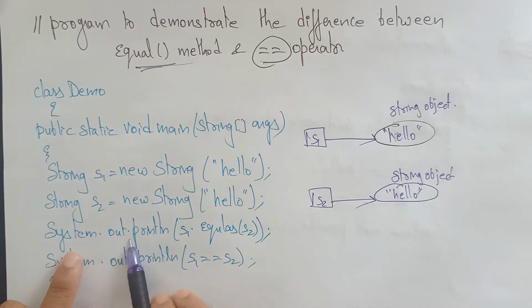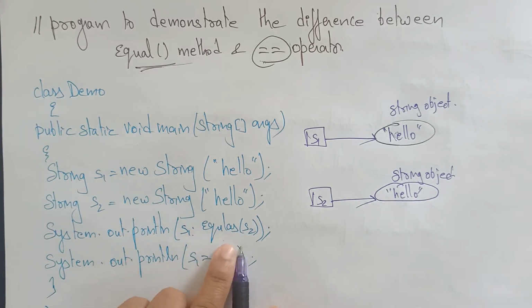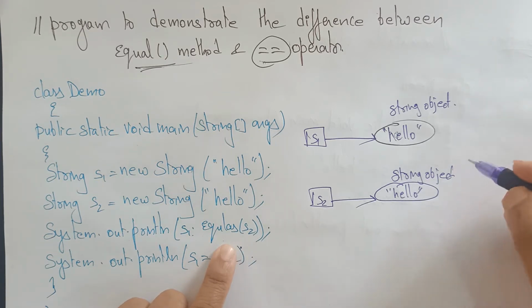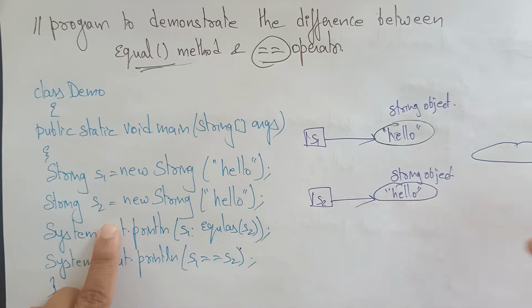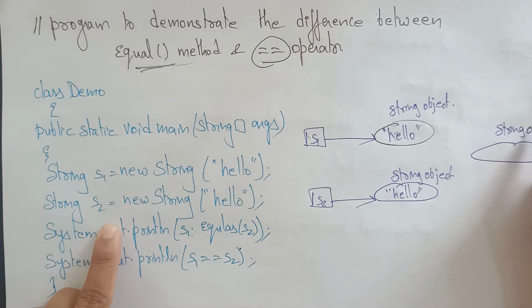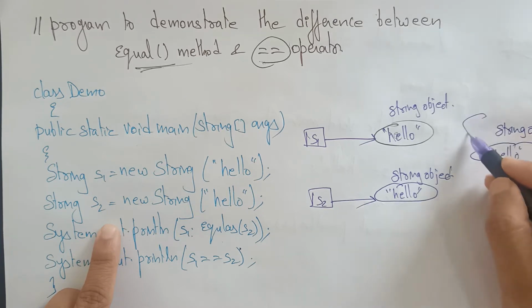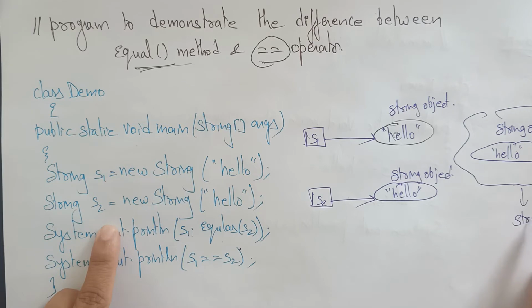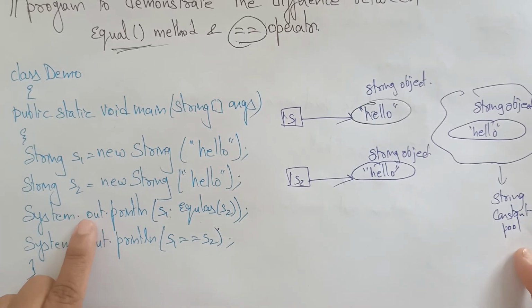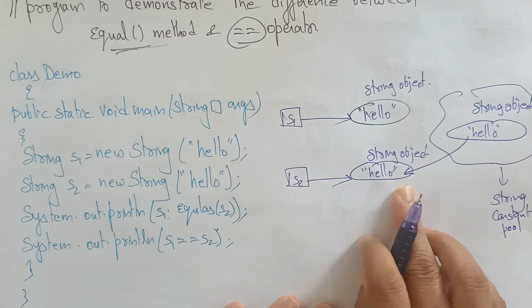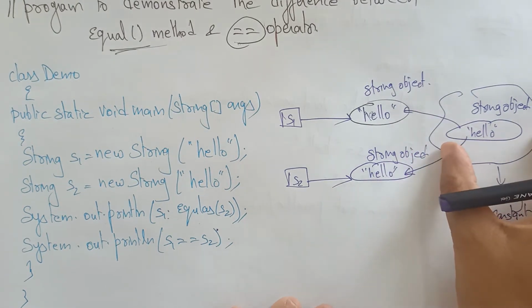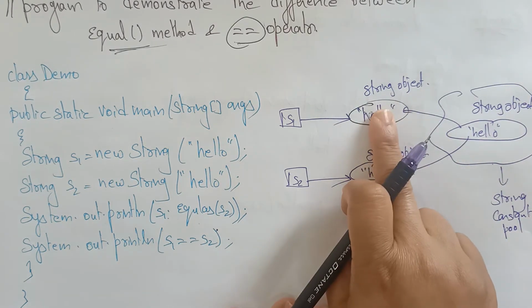Whenever System.out.println of s1.equals is called, here the string object s1 is created and string object s2 is created, so the string constant pool holds the string object hello. We call it the string constant pool. I explained this constant pool in the previous video, students. The string constant pool is related to string object 2 as well as to string object 1.